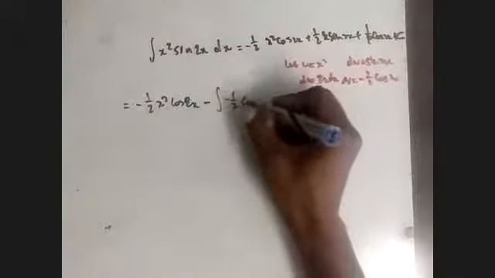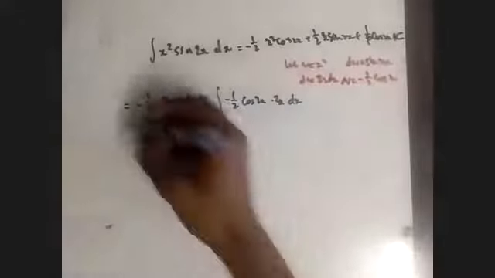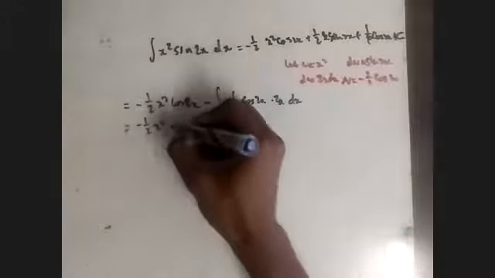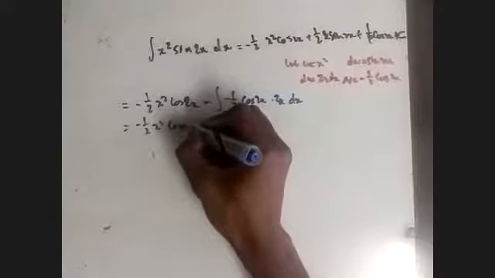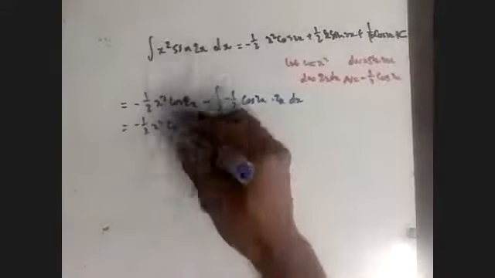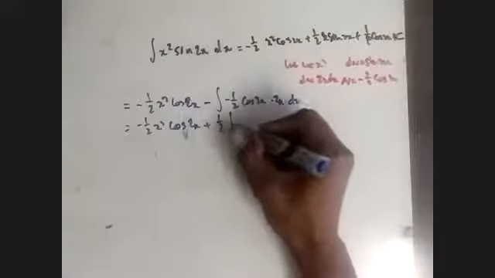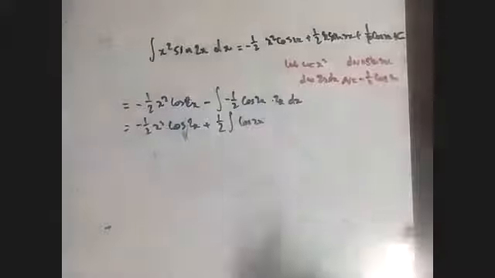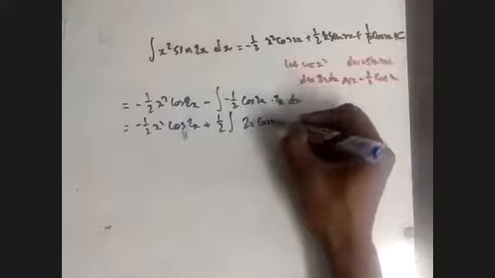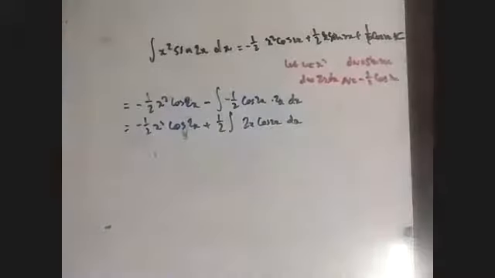v times du, so it becomes negative 1/2 cos 2x multiplied by 2x dx. Okay, so this can be rewritten as negative 1/2 x squared cos 2x plus 1/2 the integral of 2x cos 2x dx. Okay, so this now becomes another integration by parts.